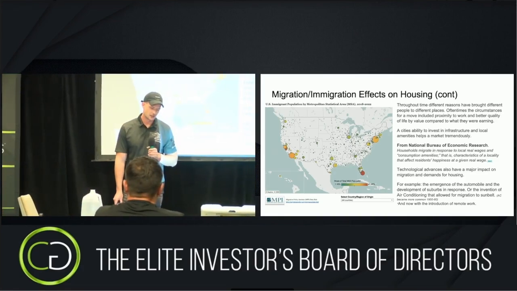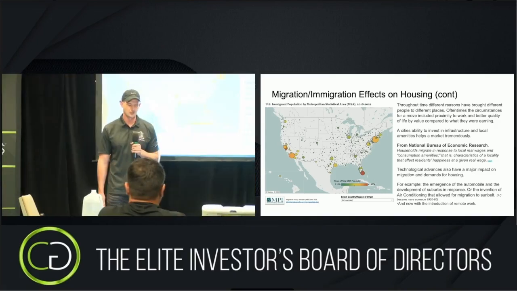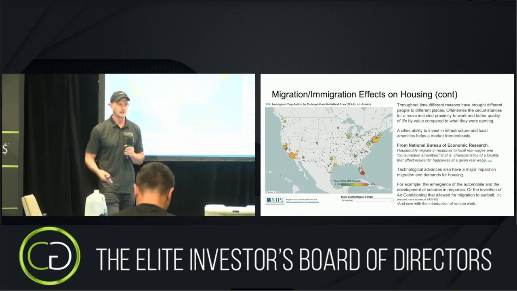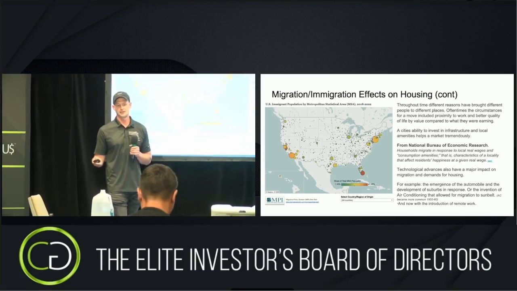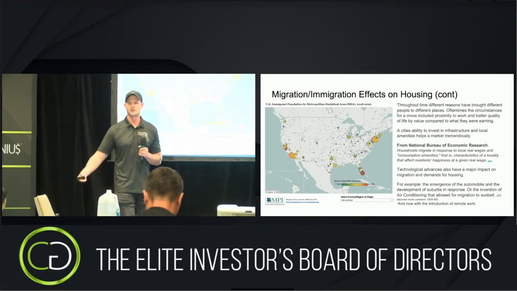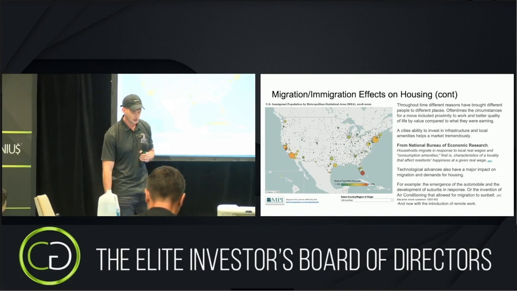Technological advances also have a major impact on migration and demands for housing. For example, the invention of the AC is when you start to see people move south. Before the AC, people really didn't live in super hot climates.